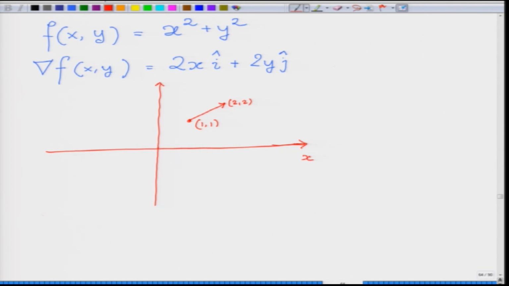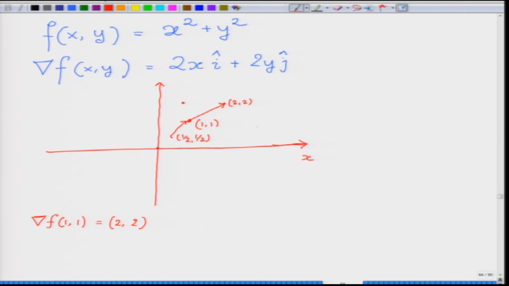So, for example, here grad f at (1, 1) is (2, 2). At (0, 0) it remains (0, 0). Suppose you have (1/2, 1/2), then it is (1, 1). So if it is half and half, then the field is here. So at any point you have a field.